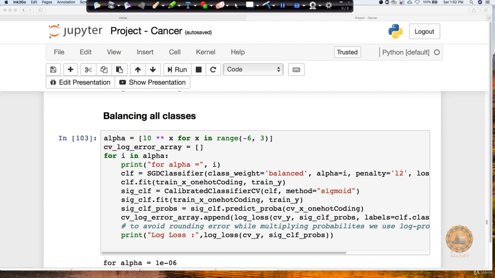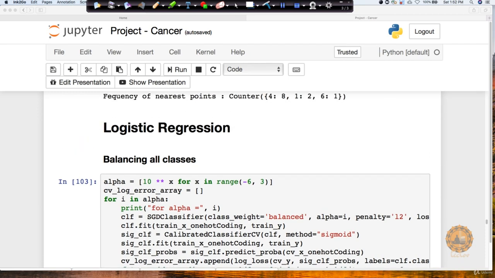Okay, so now we're gonna build for logistic regression. In fact, this is one of my favorite models because it's quite simple and can sometimes give very good results. Now in logistic regression, this time I'm gonna do some oversampling.